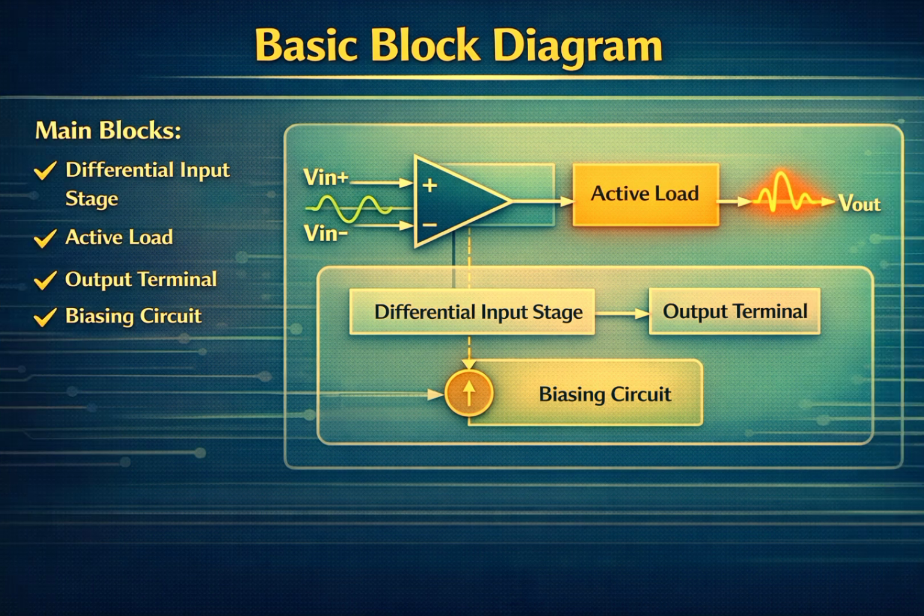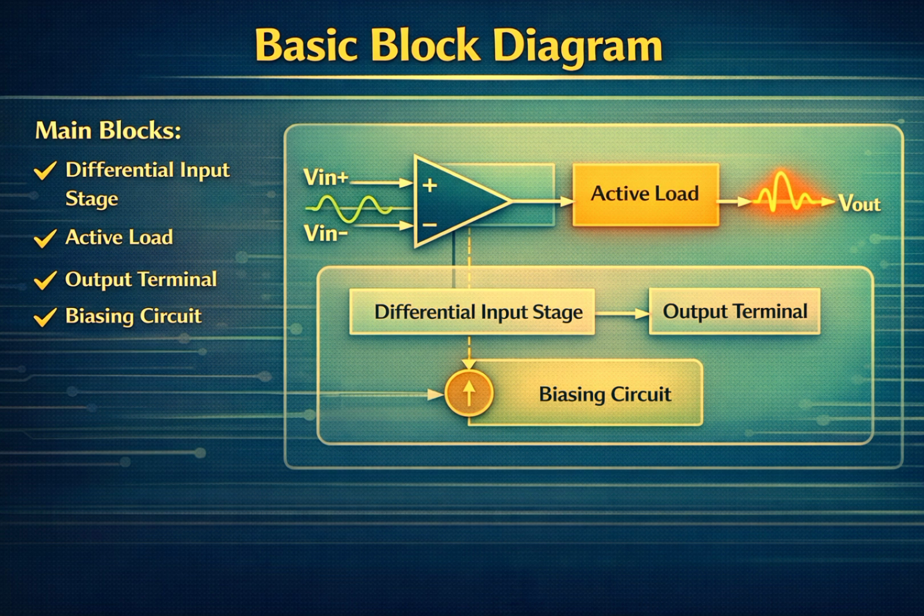Basic block diagram. Now let's understand the basic blocks. A single-stage op-amp mainly consists of, one, differential input stage. This is the heart of the circuit. It compares Vin+ and Vin- and amplifies their difference. Two, active load. Instead of using normal resistors, active loads, like current mirrors, are used to increase gain.